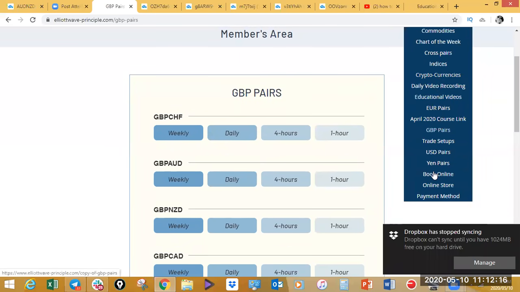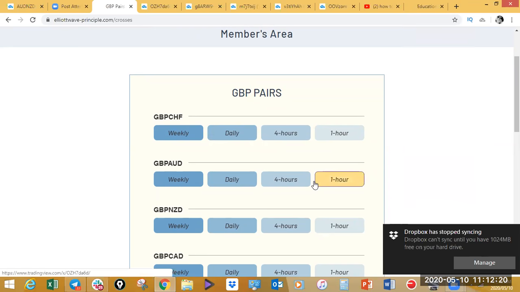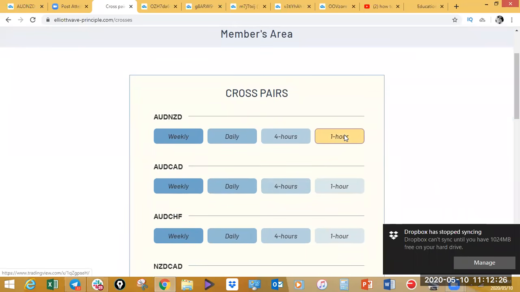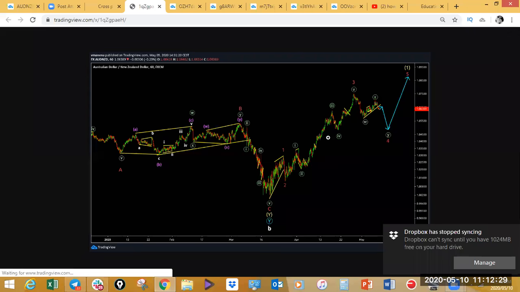Very interesting pair, cross pairs. Why do we call them cross pairs? That's simply because they are pairs that do not include the US dollar. They do not have the US dollar in them.